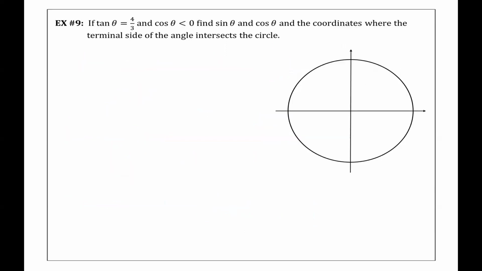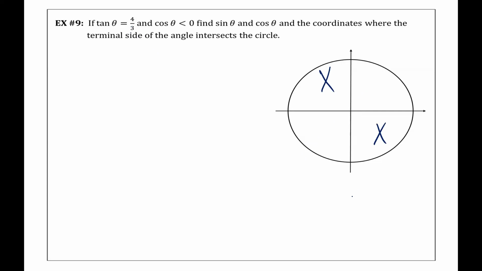All right. So now it says tan theta equals 4/3 and cosine theta is less than 0. Find sine theta and cosine theta, the coordinates where the terminal side intersects the circle. First off, we're going to determine what quadrant this angle lies in. Thinking about tan theta, tan is only positive in what quadrants? 1 and 3. It's positive in 1 and 3. So my angle can't be here and my angle cannot be there.